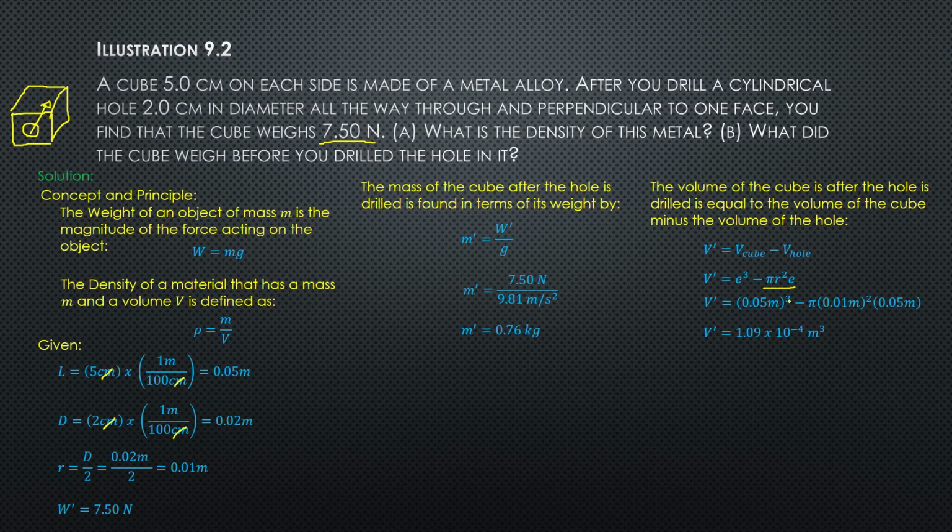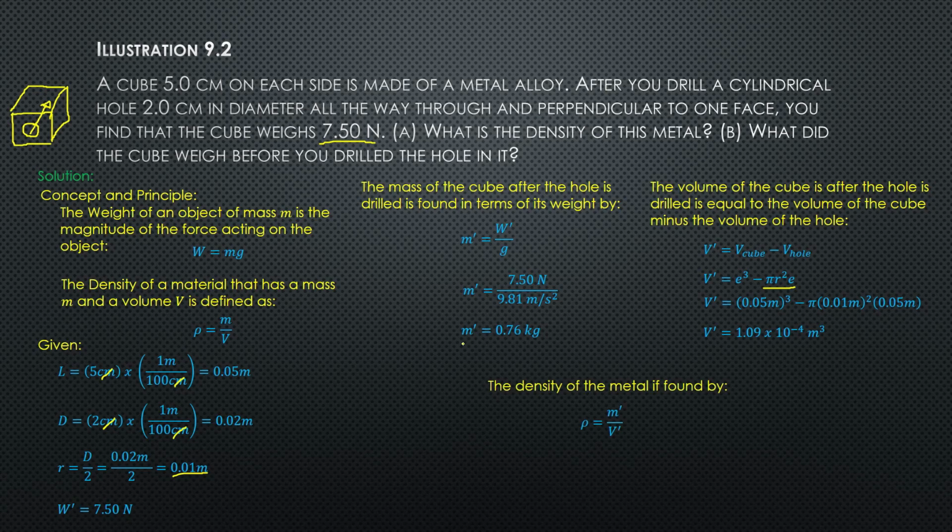Substituting the values of the length of the cube, 0.05 meters cubed minus pi, radius is 0.01, squared, multiplied by height or length, which is equivalent to the edge of the cube, which is 0.05 meters, and that gives you an answer of 1.09 times 10 to the negative 4 cubic meters. So this is the volume of the cube with the hole, and this is the mass of the cube with the hole.